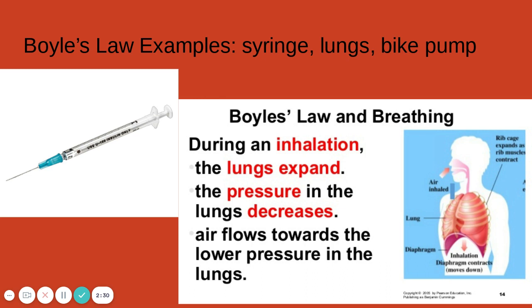So, examples of this, we talk about a syringe, your lungs, a bike pump. I can take air, and as I push and pump a bike pump, it takes air from outside and puts more and more air into a closed space, causing the tire pressure to increase. An example for your lungs would be during inhalation. When you're breathing in, the lungs expand. The pressure in the lungs decreases. Air flows towards the lower pressure in those lungs. Okay, so your lungs expand, there's less pressure, air rushes in.